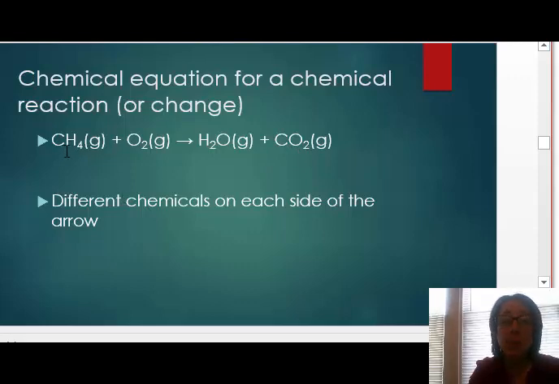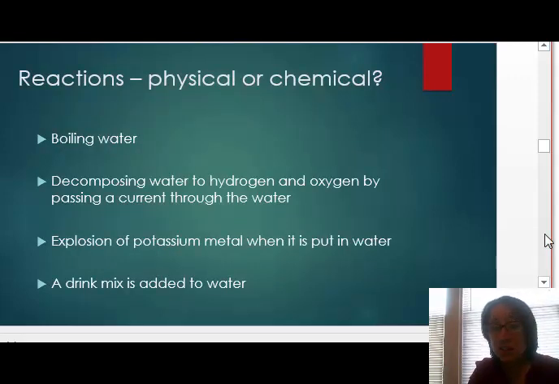CH4 gaseous reacts with O2 gaseous, arrow, which means forms, H2O gaseous and CO2 gaseous. Different chemicals on each side of the arrow mean that a chemical change has occurred. This chemical equation represents the combustion of methane, a significant part of natural gas, to form water vapor and carbon dioxide. Here is a list of reactions.